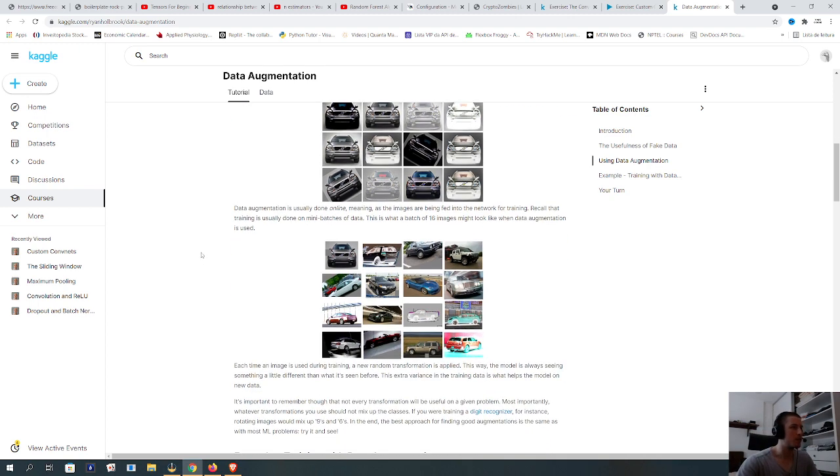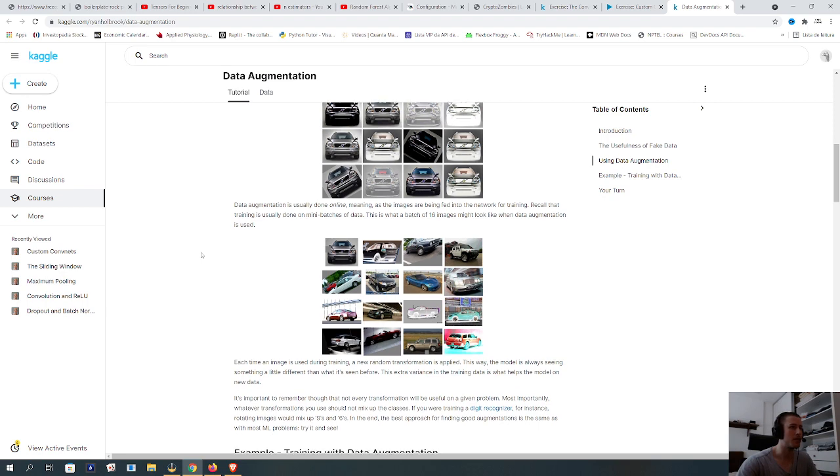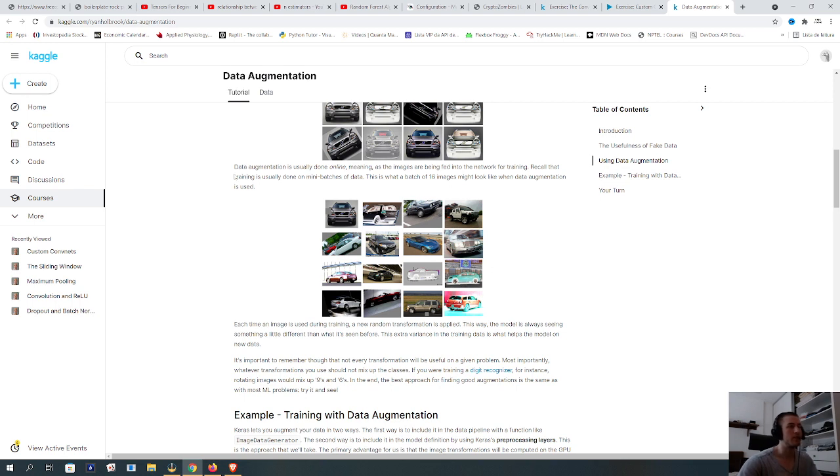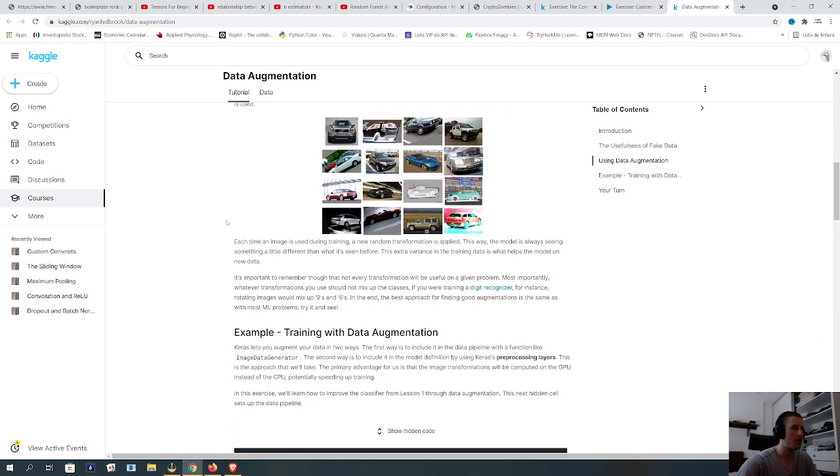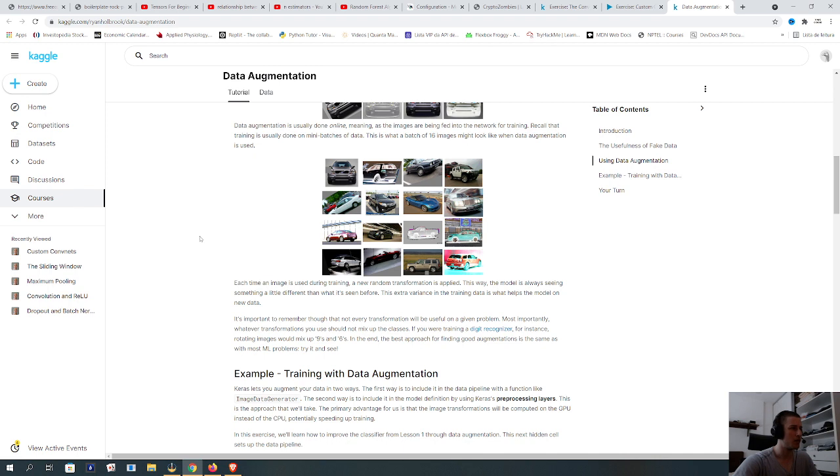Data augmentation is usually done online, meaning as the images are being fed into the network we're training. So as the images are being fed, it is making these changes, while the training is usually done on mini batches of data. This is what a batch of 16 images might look like when data augmentation is used. Each time an image is used during training, a new random transformation is applied. This way, the model is always seeing something a little different than what it's seen before.